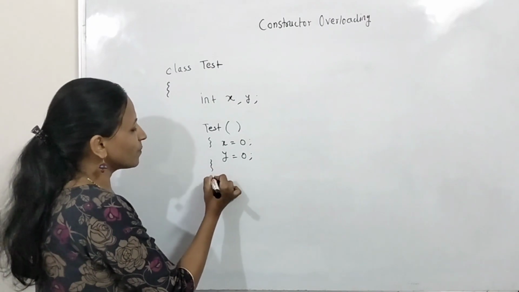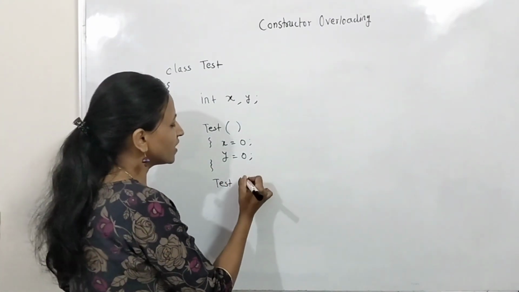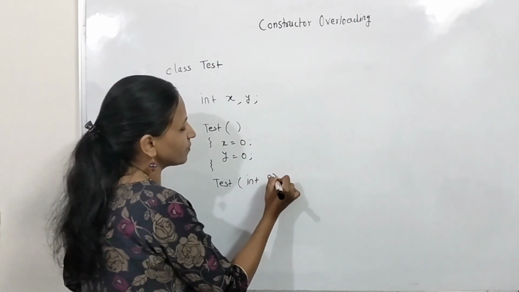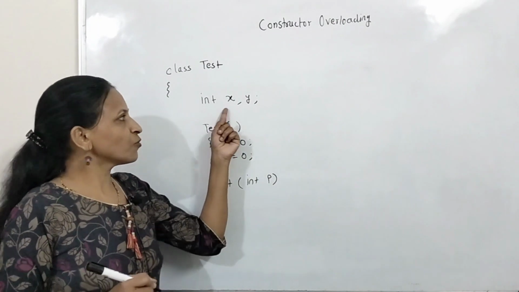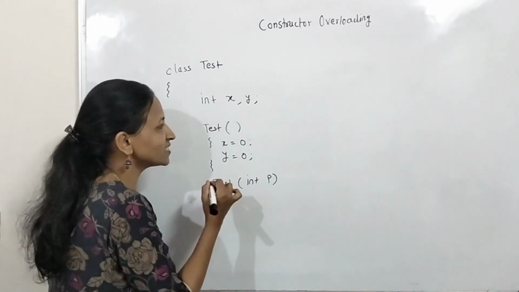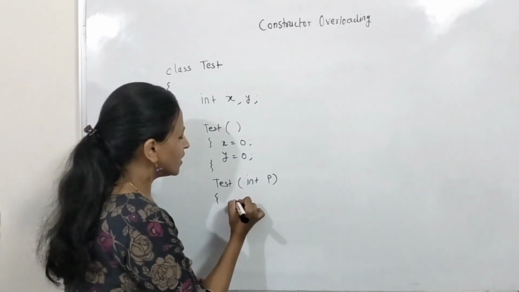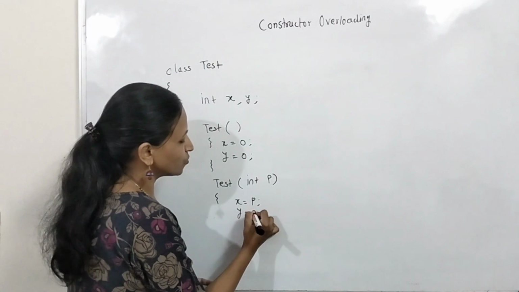Now suppose I am writing one more constructor here, Test. Now here I am passing one integer value, let it be integer p. Whatever value p is passed, I am going to assign it to both x and y. Yes, of course you can assign the same value to x and y. Here I can write x equals p and y equals p.